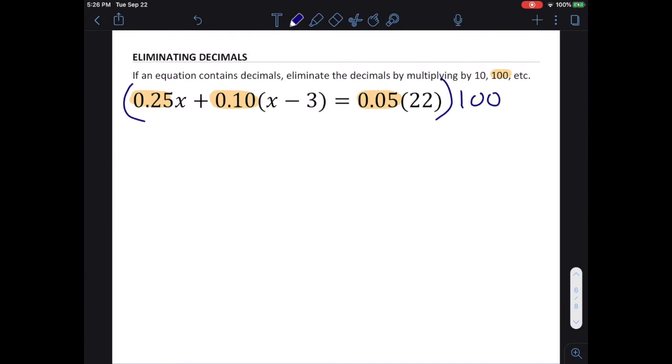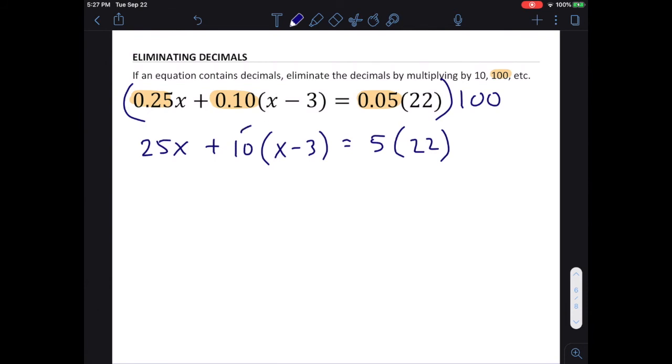All right, so when we multiply 0.25 times 100, it changes the 0.25 to 25. So this becomes 25x. And then this, instead of being 0.10, this becomes 10. And instead of being 0.05, this becomes 5. All right, so we just eliminated the decimals by multiplying this entire equation by 100. Okay, and so now it's going to be easier for us to do the solving because we don't have those decimals to get in the way.